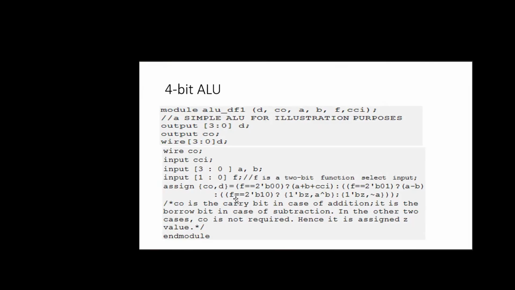If F equals 1, 0. Else, if this condition is not true, F is checked with 0, 0, checked with 0, 1, then subtraction operation, checked with 1, 0. If it is satisfied, then it is XOR. If not, the remaining combination is 1, 1. If F takes the value 1, 1, in that situation, A is going to be complemented, meaning you apply the complement of A, which is assigned to D, and Z is assigned to C0.